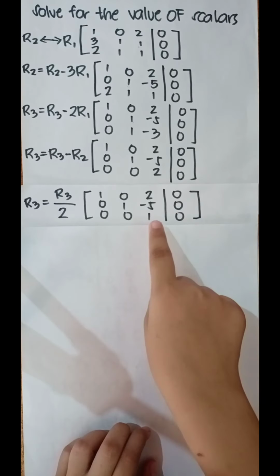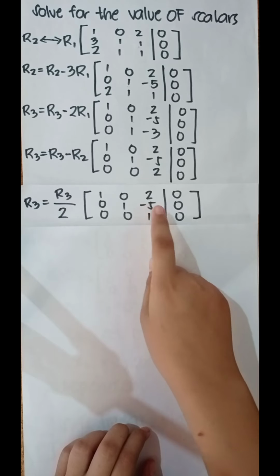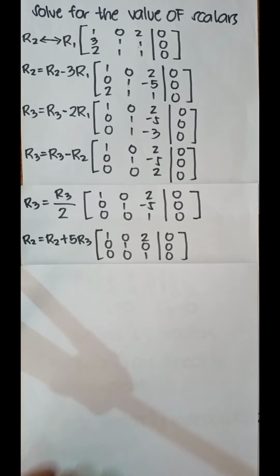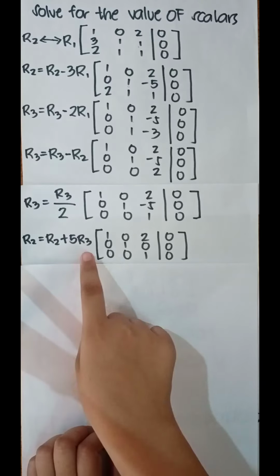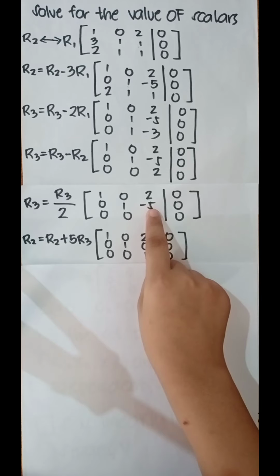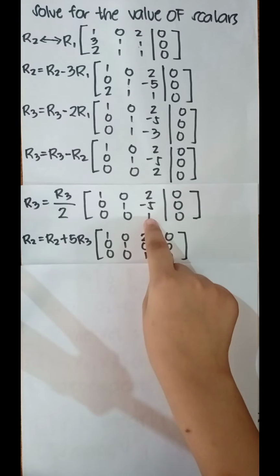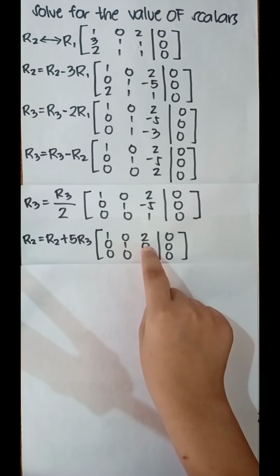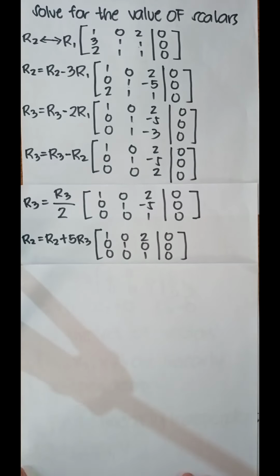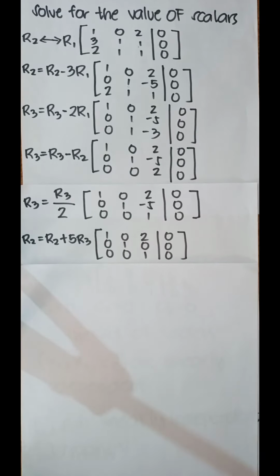Next, since our pivot is already 1, let's proceed to R2. This negative 5, our goal is to make this 0. And how to do that? We will add R2 and 5 times R3. Negative 5 plus 5 times R3 is equal to 0. And then copy row 1 and row 3. Next, this number 2, we will make into 0. So again, how to do that?